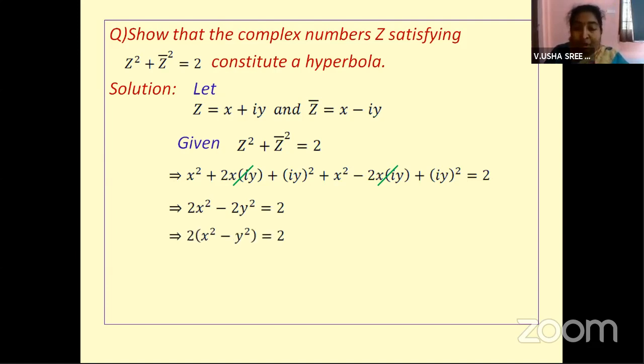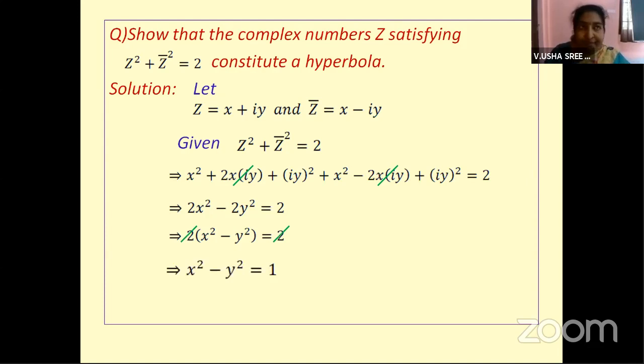So you have 2x square minus 2y square equal to 2. I can take 2 common, and I'll get 2 into (x square minus y square) equal to 2. Right? So I can cancel 2 on both sides. Then you will be left with x square minus y square equal to 1.